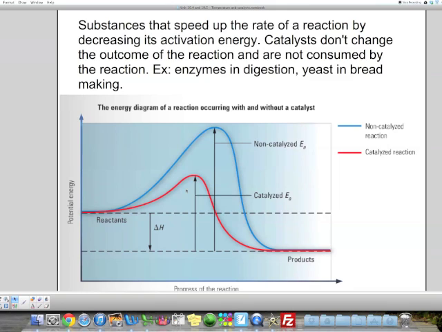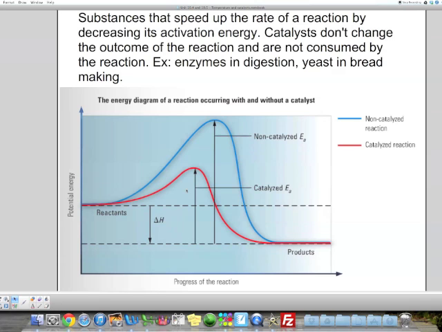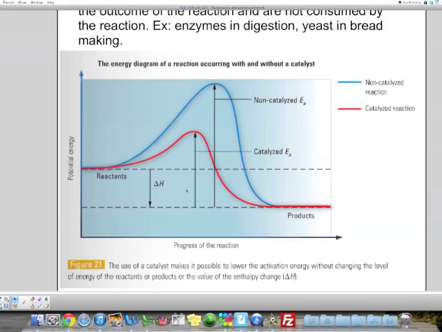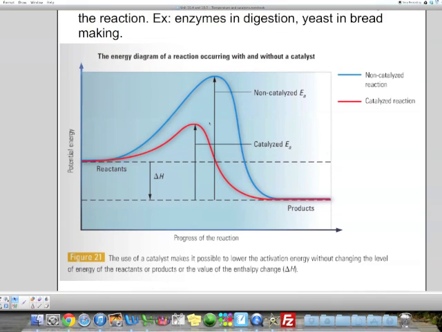Now we're going to take a look at how. I kind of said that they affect the activation energy, but let's take a look at that. Okay, so we have two reactions here, the blue and the red. So the blue one is the regular one, what we call the non-catalyzed reaction. So this is the regular one, no extra substances involved, other than the normal reactants. Now over here we added a catalyst.